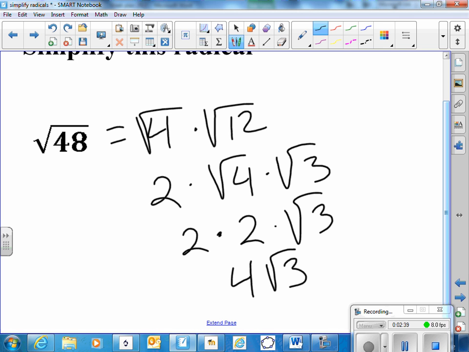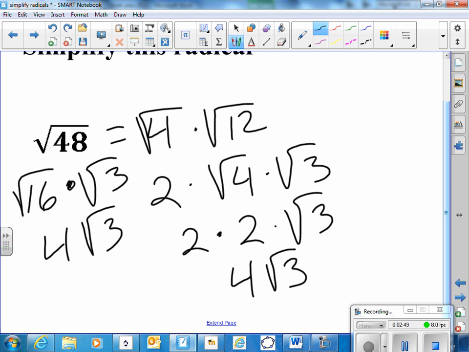So you probably wouldn't have noticed this, but you might have noticed the square root of 16 times the square root of 3. If you did, then it would go quicker, but if you don't, it doesn't matter. You can still get there.